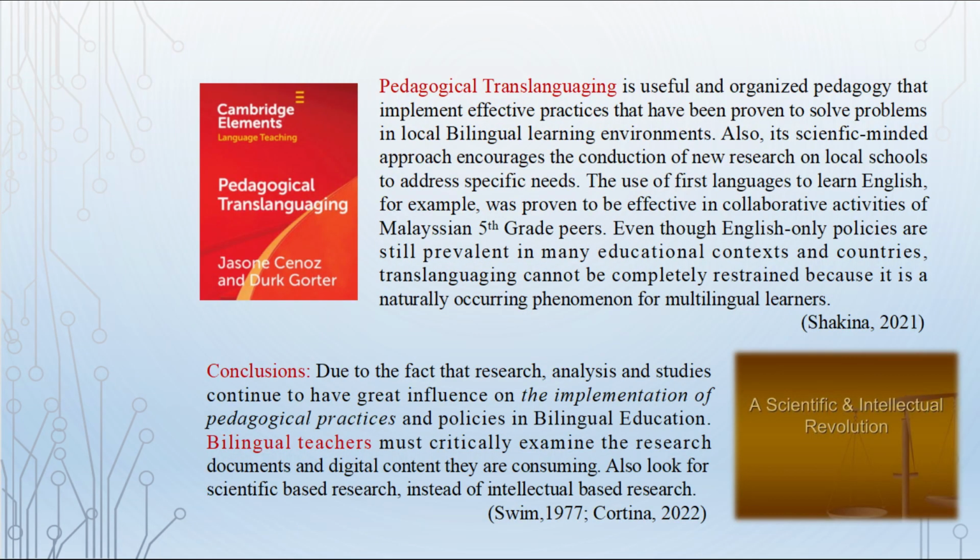Pedagogical translanguaging is a useful and organized pedagogy that implements effective practices that have been proven to solve problems in local bilingual learning environments. Also, its scientific-minded approach encourages the conduction of new research on local schools to address specific needs. The use of first languages to learn English, for example, was proven to be effective in collaborative activities of Malaysian fifth grade peers. Even though English-only policies are still prevalent in many educational contexts and countries, translanguaging cannot be completely restrained because it is a naturally occurring, recurring phenomenon for multicultural and multilingual learners.